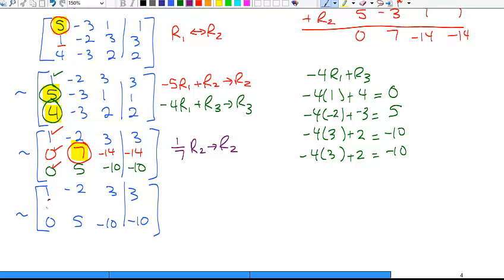So 0 divided by 7 is 0. 7 divided by 7 is 1. Negative 14 divided by 7 is negative 2.